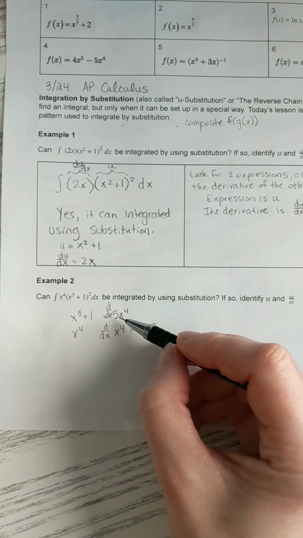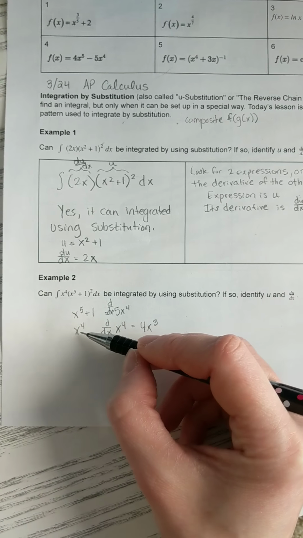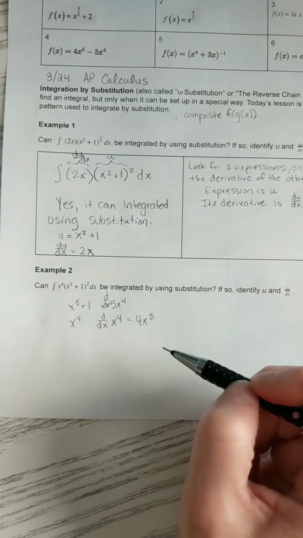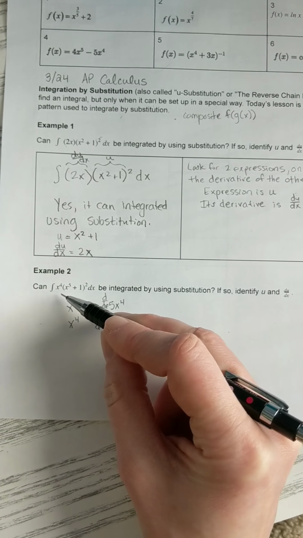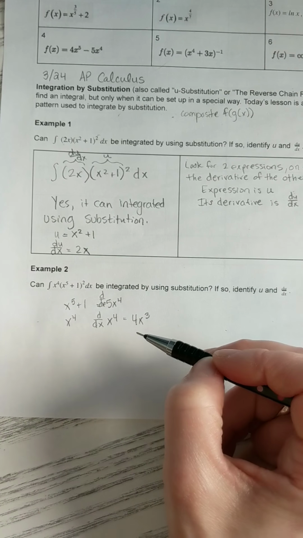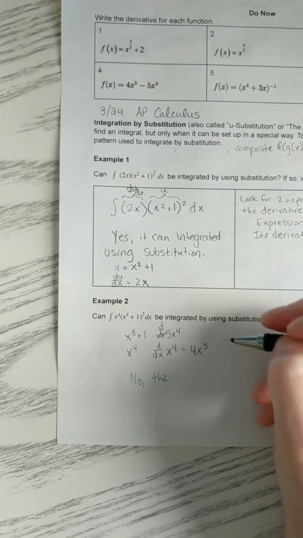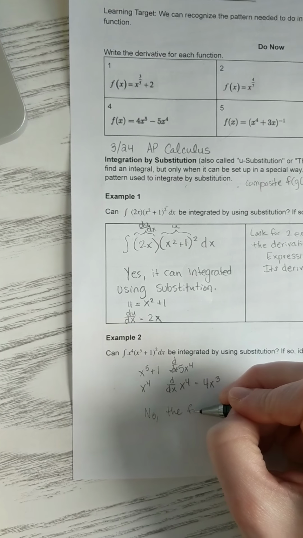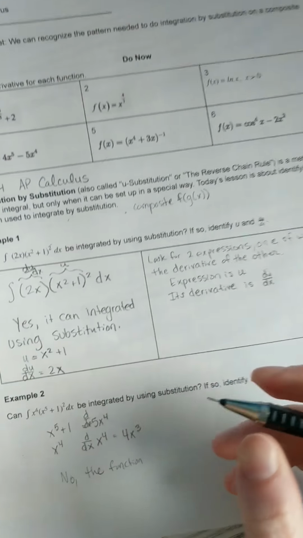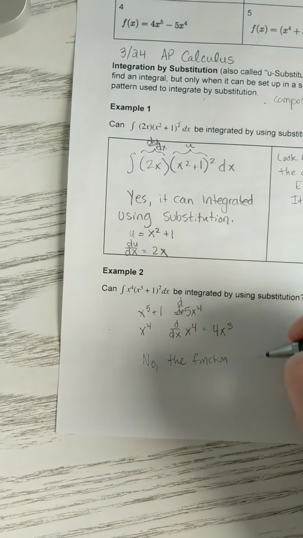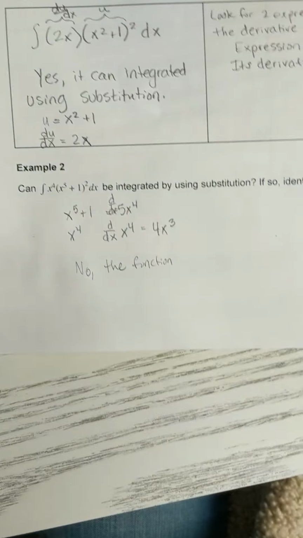I'm noticing that there is no 5x to the 4th present in this expression, and there is no 4x to the 3rd present in this expression. So my answer is no. The function cannot be integrated using substitution with the way it's written.